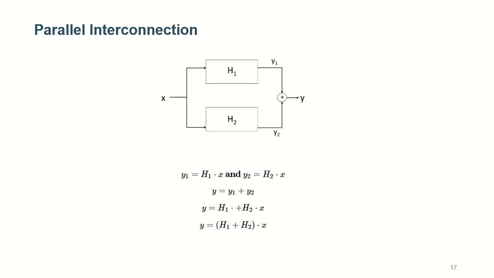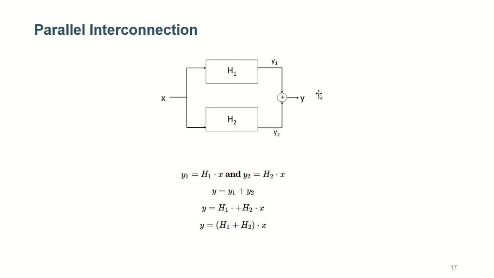Now let's consider the case of parallel interconnections. So again here we are taking input x and we are feeding this input to both of my systems h1 and h2 simultaneously, and the outputs from both of the systems are added together. The output of h1 is y1, as you can see here, the output of h2 is y2, and the final output, the addition of y1 plus y2, is y.